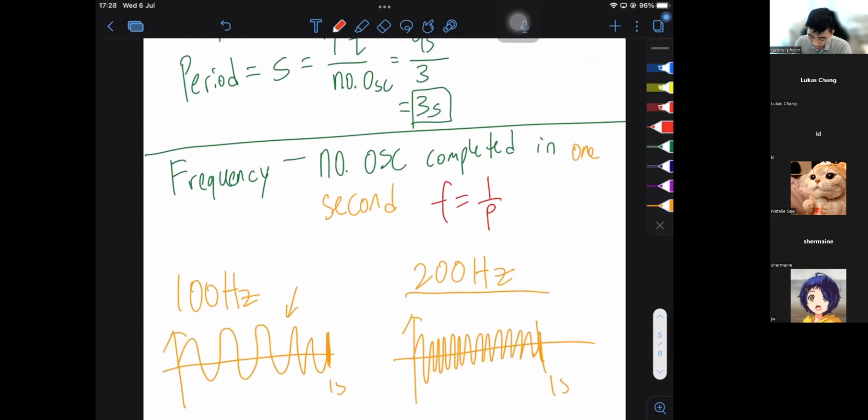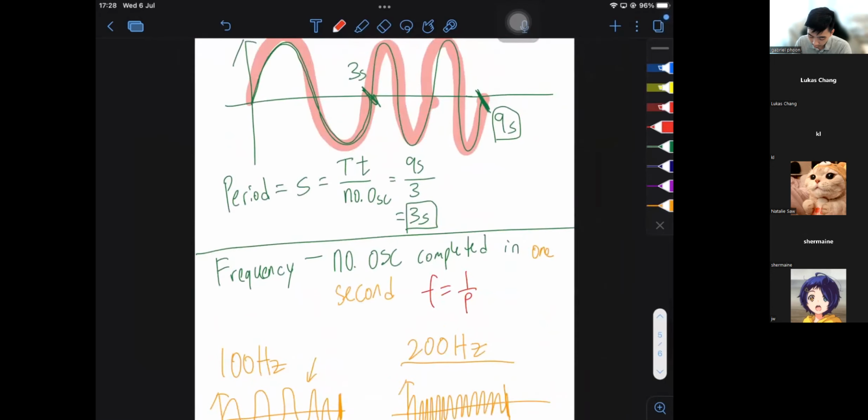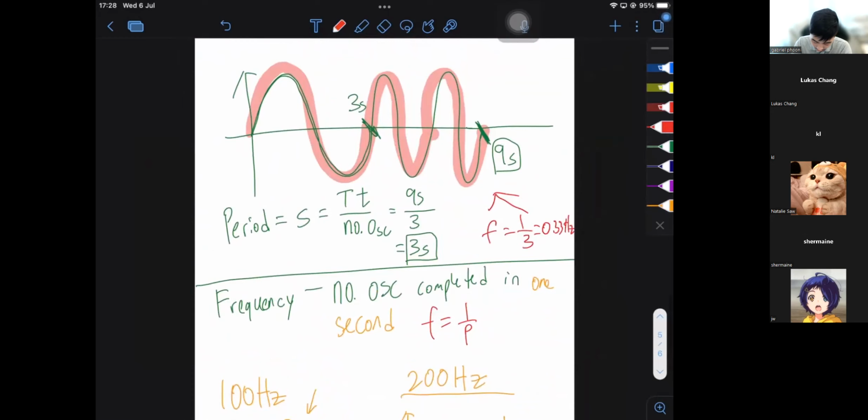If today I want to find the frequency of this, it's basically F equals 1 over 3, which gives me 0.33 hertz. 0.33 hertz tells me that in 1 second, this will be 1, this will be 2, and this will be 3. In 1 second, I can only complete 1/3 of the oscillation.